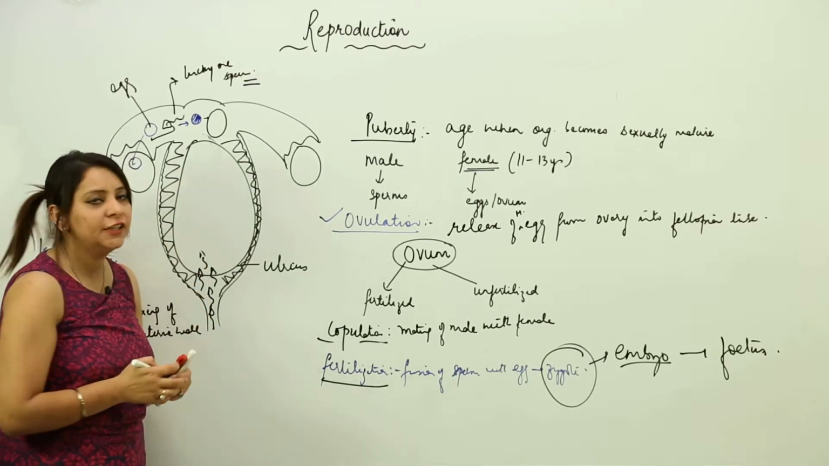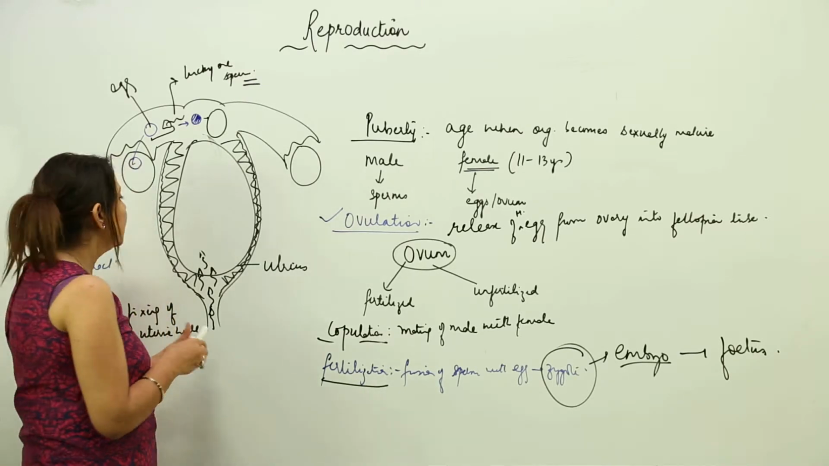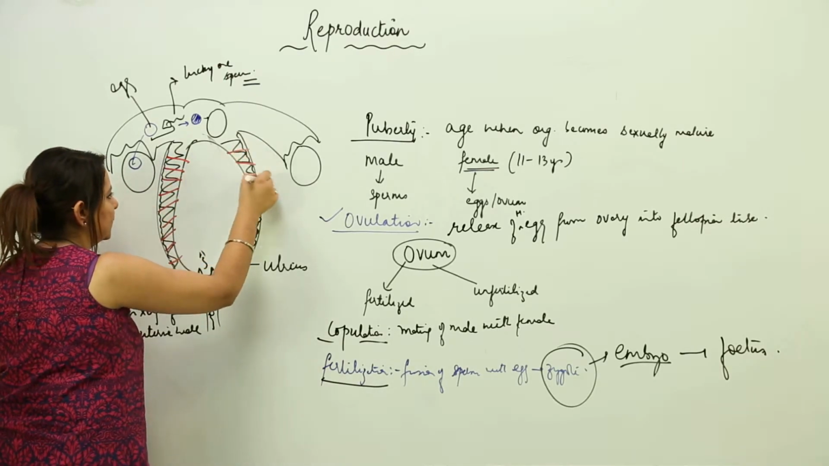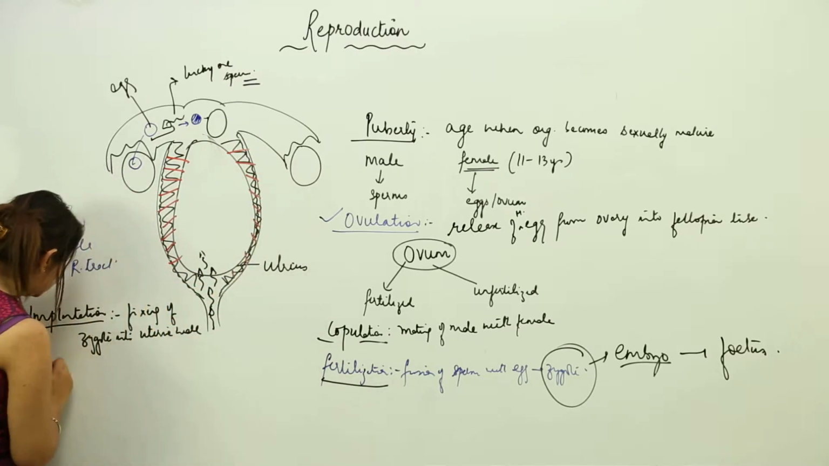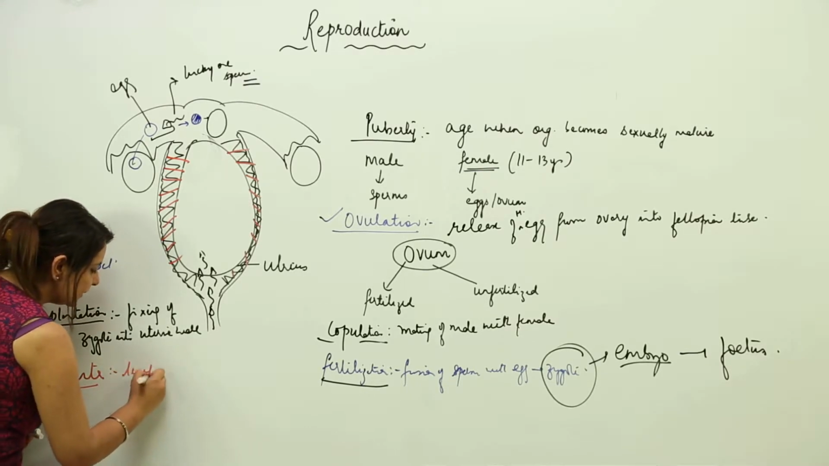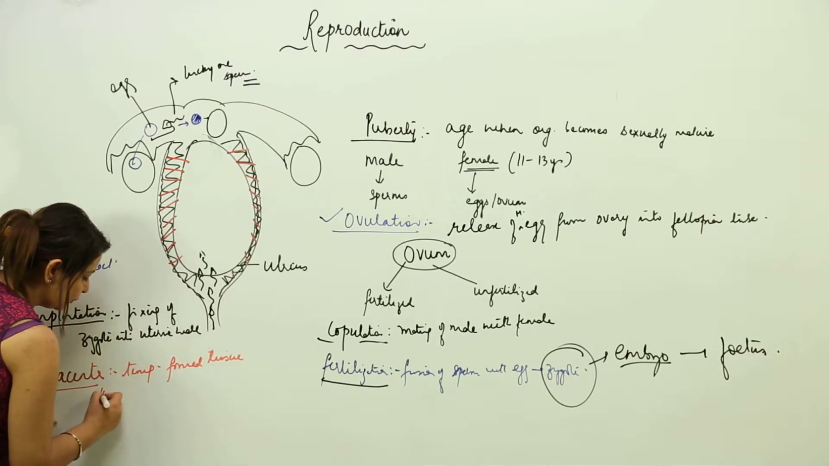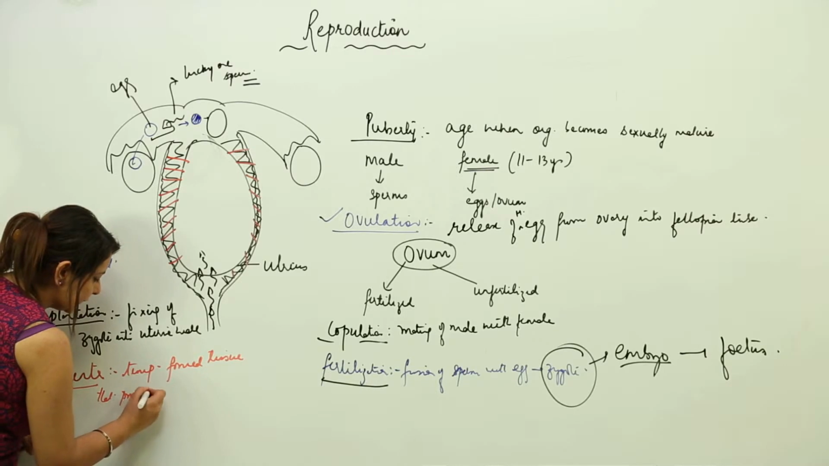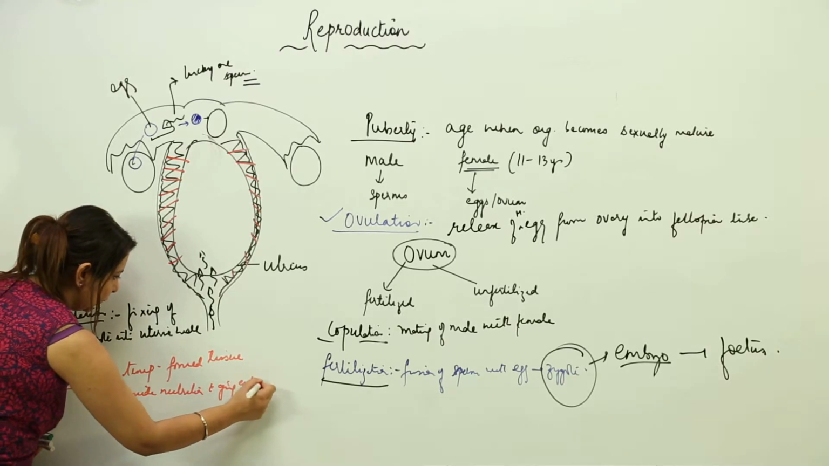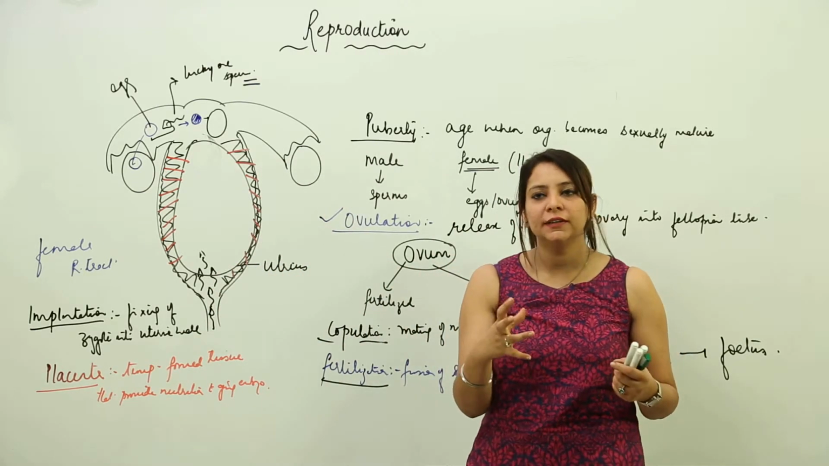Now after it gets fixed here, it needs nutrition also, and here it is going to share the nutrition of, obviously, the mother. So a temporary connection is developed between the mother and the embryo, and that is called the placenta. So what is the placenta? It is a temporarily formed tissue that provides nutrition to the growing embryo.